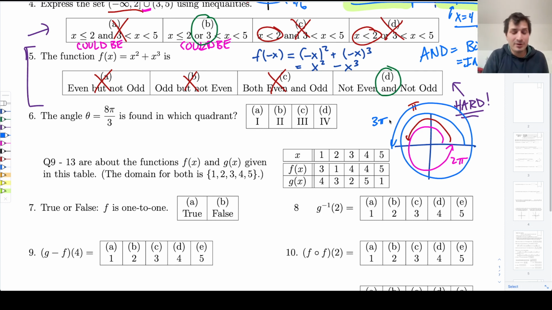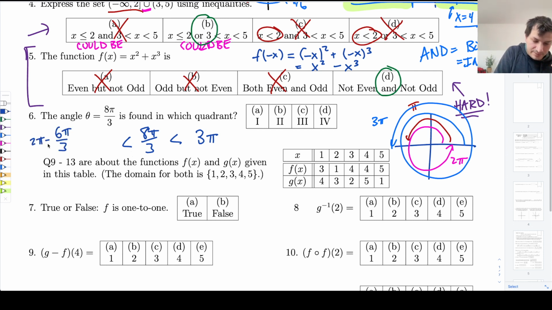And the number 8 pi by 3 is a little bit less than 3 pi, right? Because 3 pi would be 9 pi by 3. So just as a fraction, 8/3 is a little bit less than 3. And it's definitely bigger than 2 pi. 2 pi would be 6 pi by 3. And it's even bigger than 7 pi by 3, which would be 2 pi plus pi by 2.